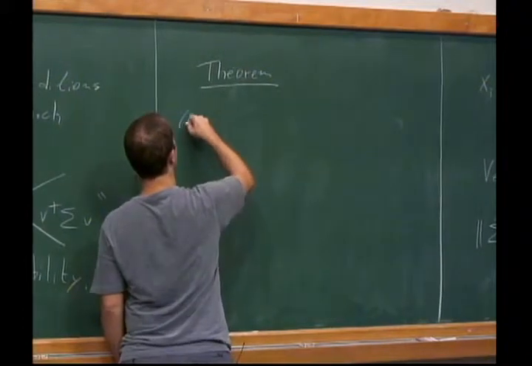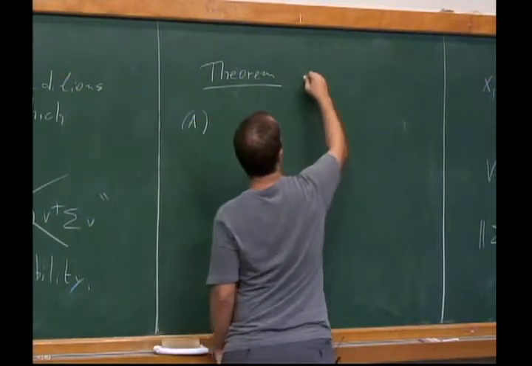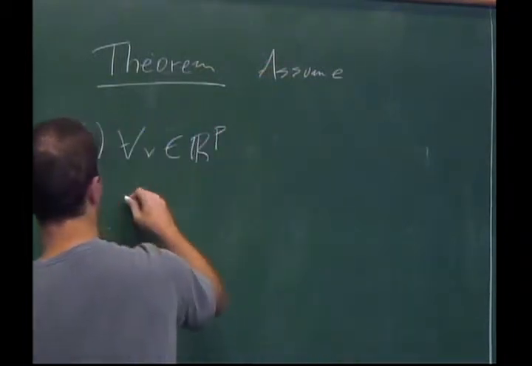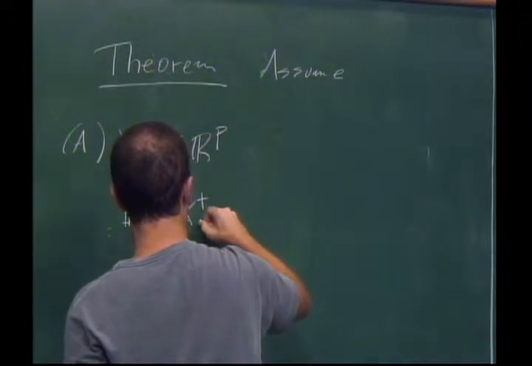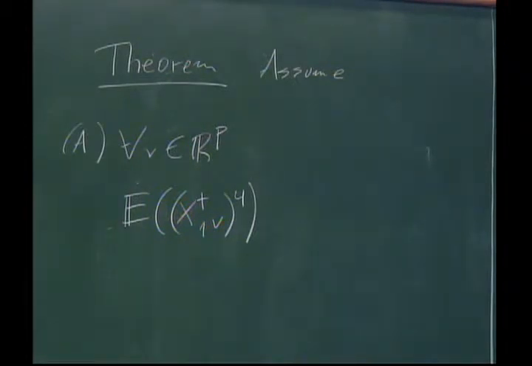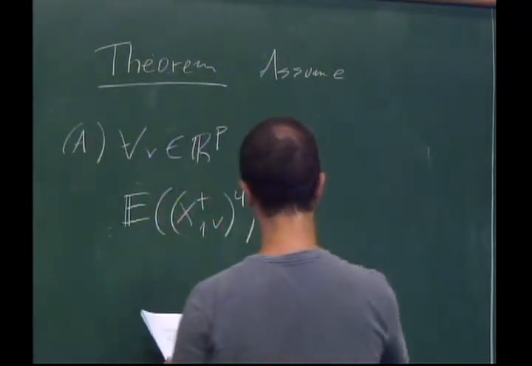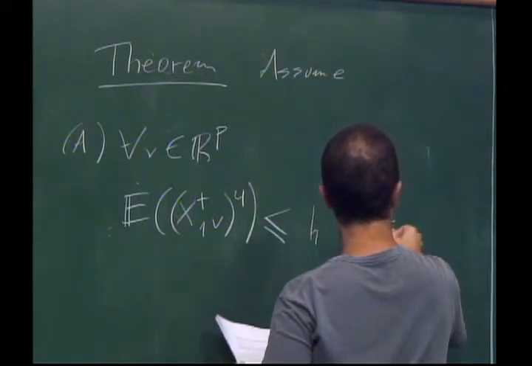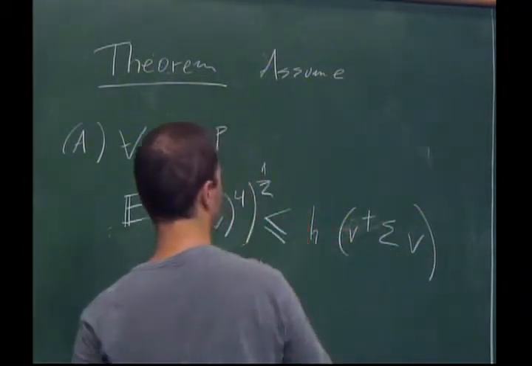So I'm going to assume that for all vectors v, the fourth moment of the inner product of x1 and v. And now let me just make sure that I get the notation right. Yeah. So my assumption is that this is less than a constant h times v inner product sigma v. And this, well, one half. Right?